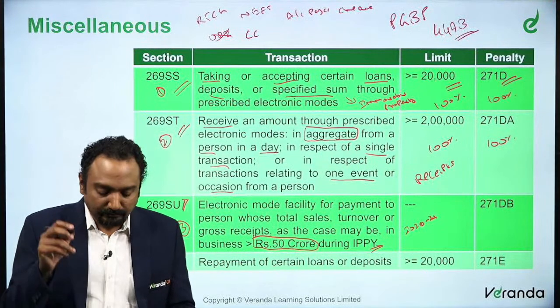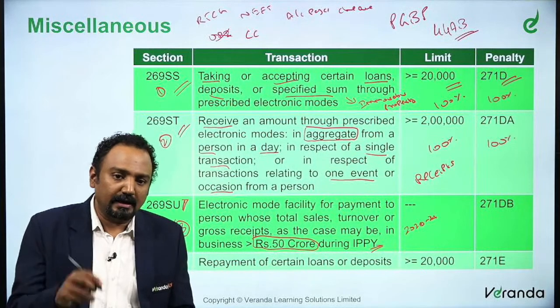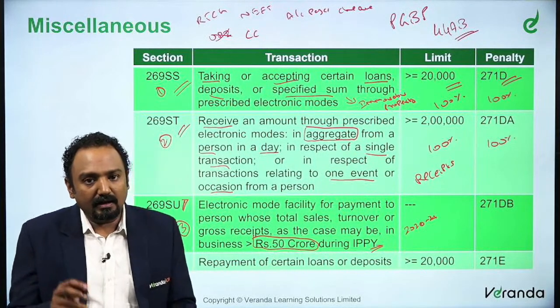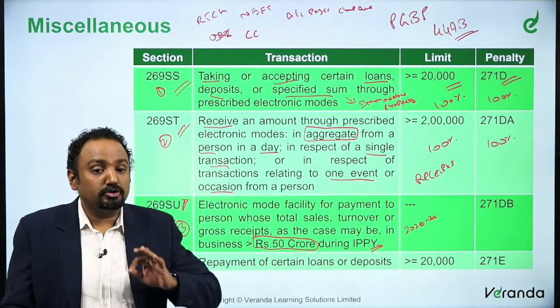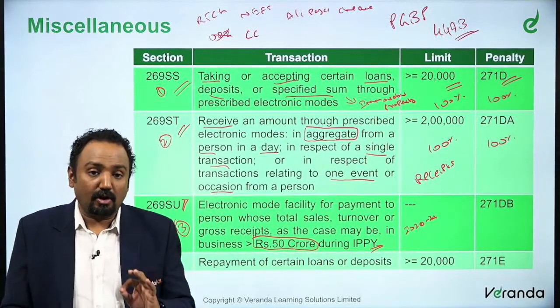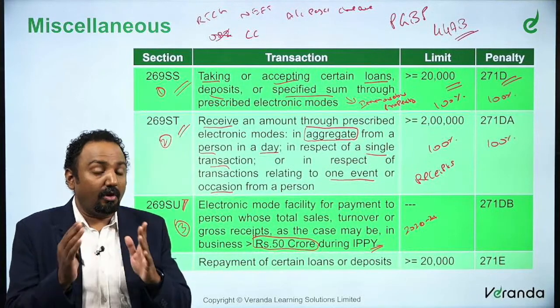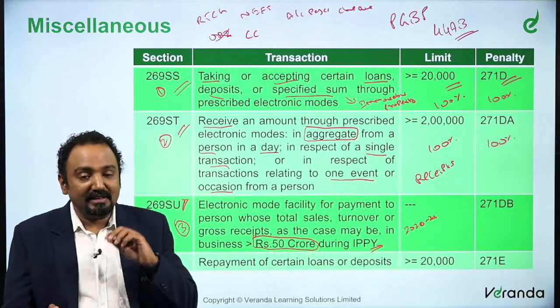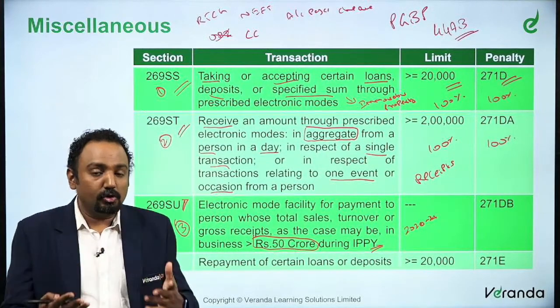So, if it is more than 50 crore in that particular year, then that organization should provide that the entire payment we are talking about is only through electronic mode facilities. That is, when I say all the income, we will have to say that facility must be provided for even UPI and QR code scanning.